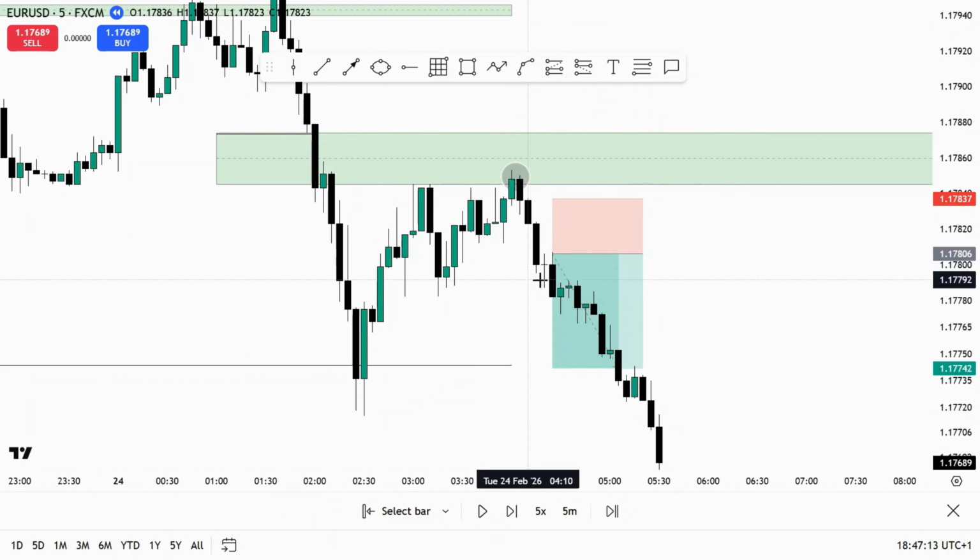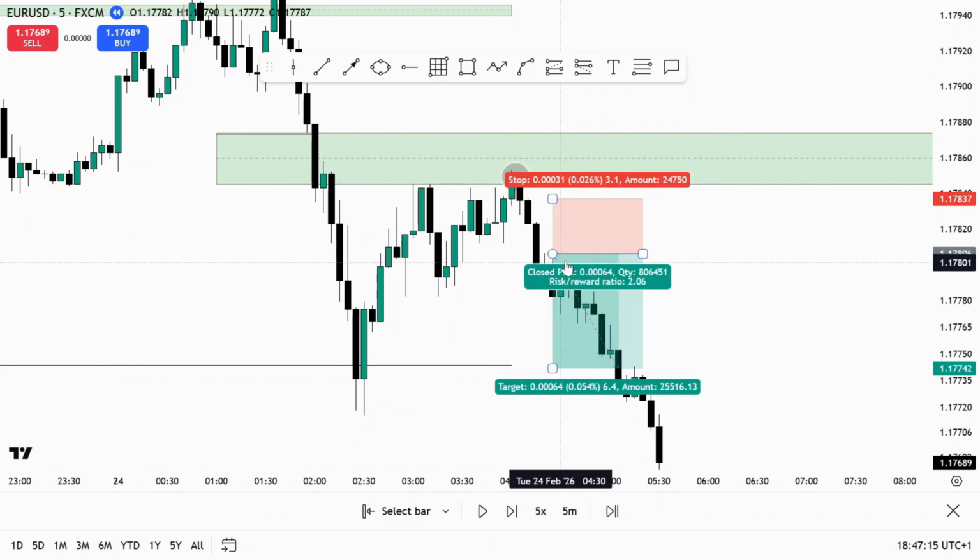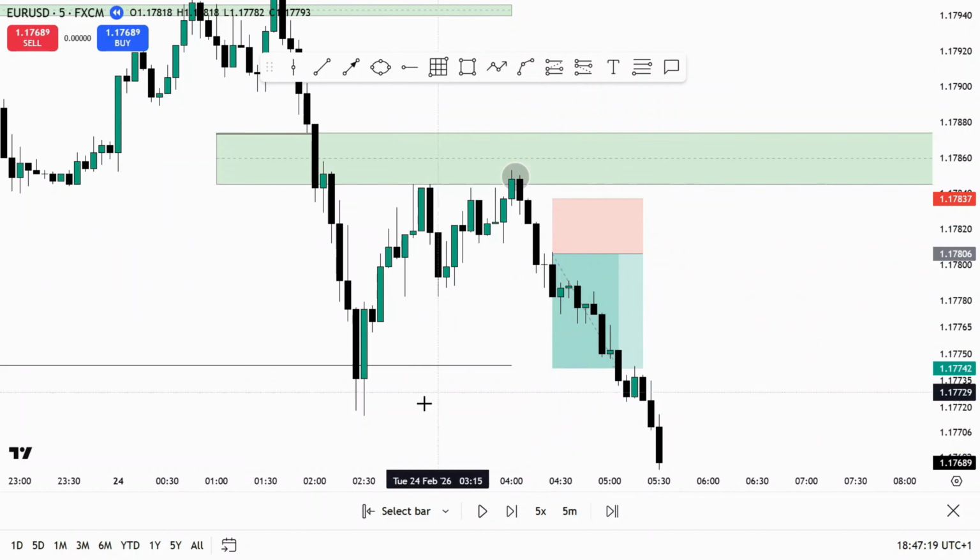So here you can see the price tapped us in, hit our 1 to 2 risk to reward ratio, and also took out external range liquidity.